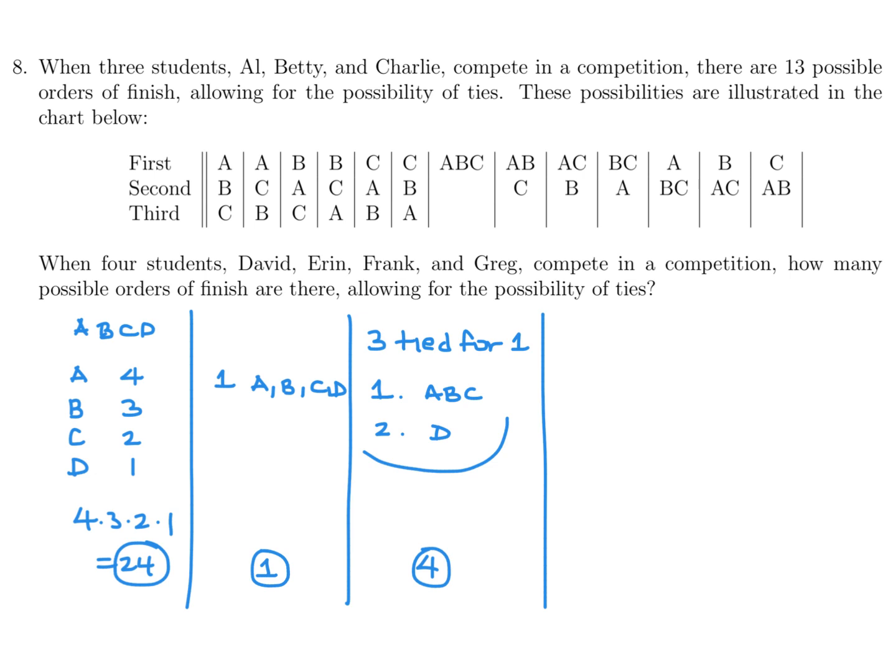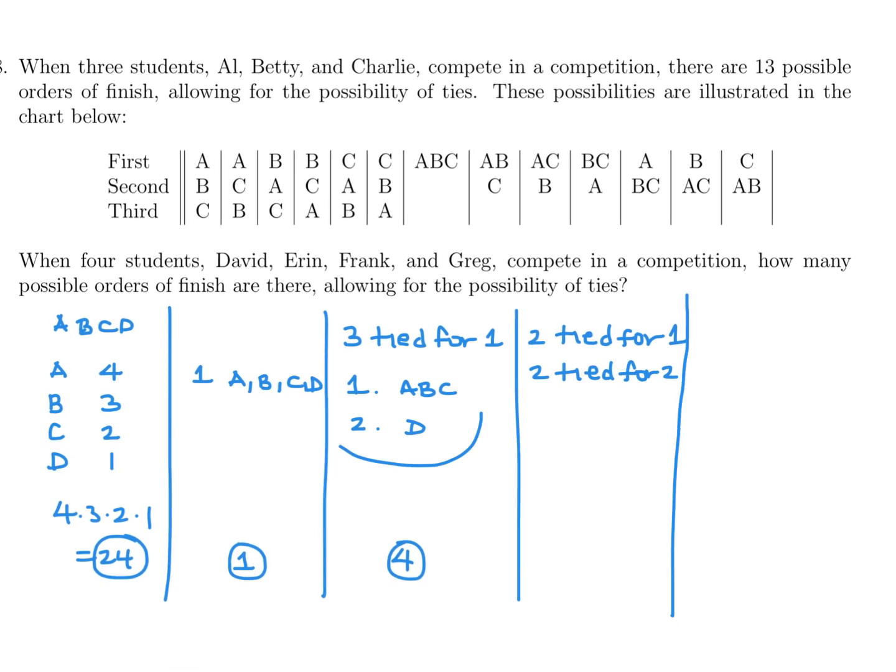Okay, 2 tied for first and 2 tied for second. That's the next scenario. Okay, this one, 2 tied for first. So for example, you have A and B that are tied for first, and then C and D tied for second. We got to figure out how many of these.